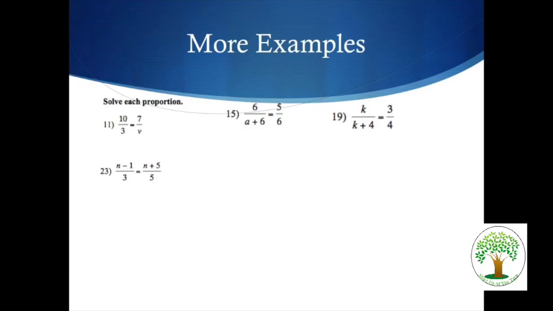Now it's getting a little more complicated as we go along. I don't have just one variable on both of them. Now I am adding and subtracting to that variable. It's not too bad. Same stuff we've been doing. So I'm going to multiply the extremes, 5n minus 5. Are you with me so far? And multiply the means, 3n plus what?